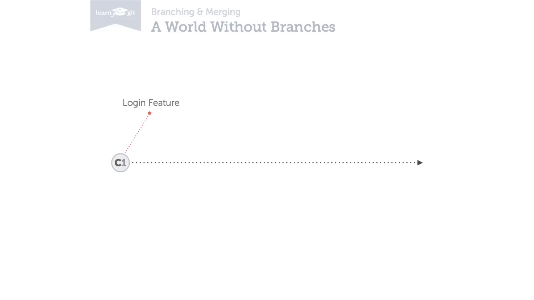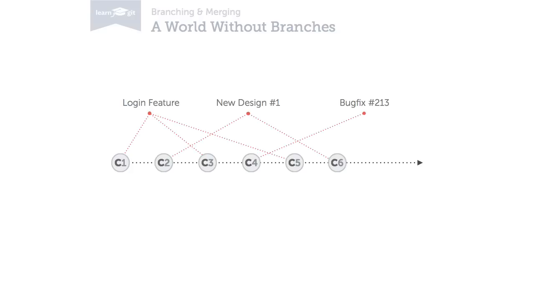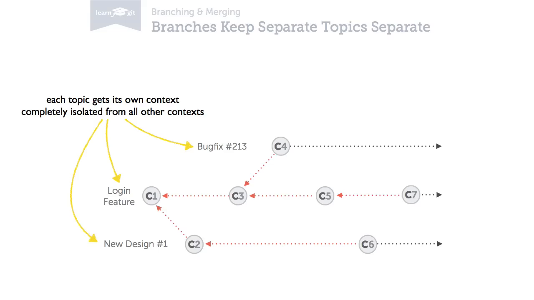Without branches, everything gets crammed into the same context. Commits from all the different topics all end up in the same context. Using branches, as said, every topic gets its own context where commits are made, and these contexts are kept separate from each other.